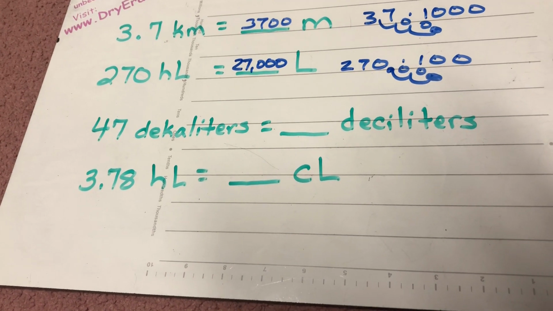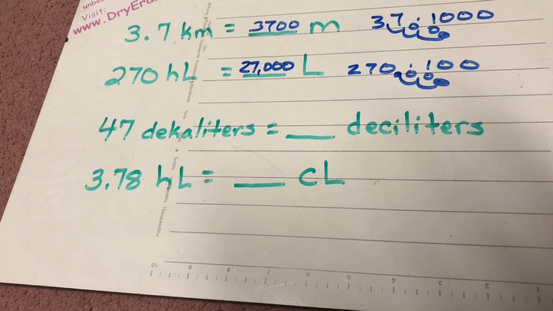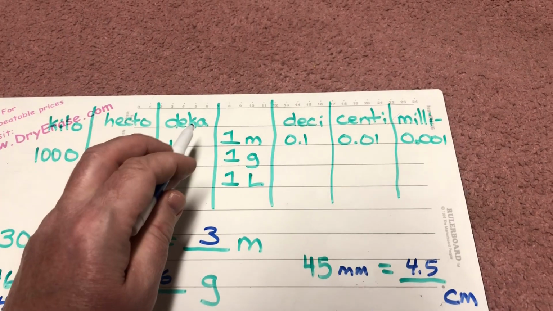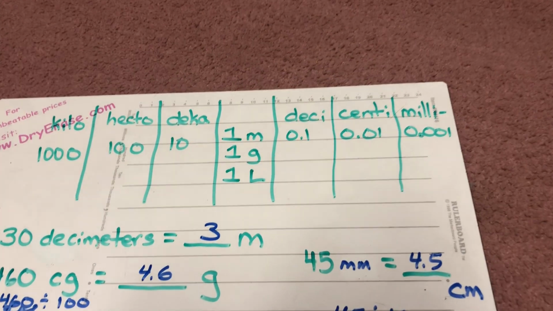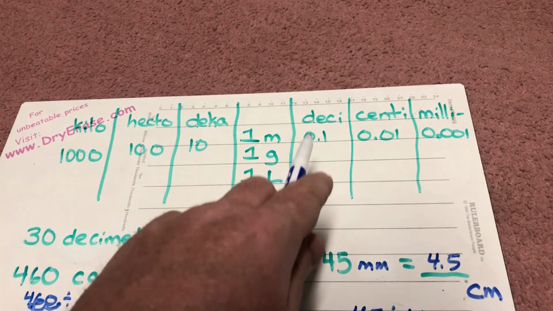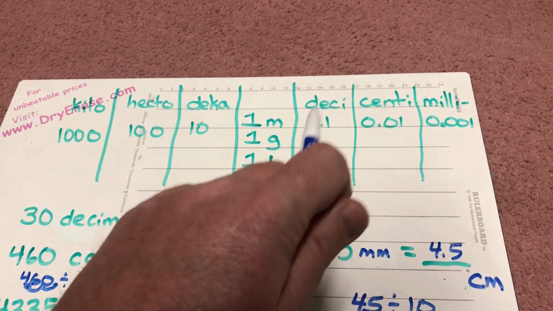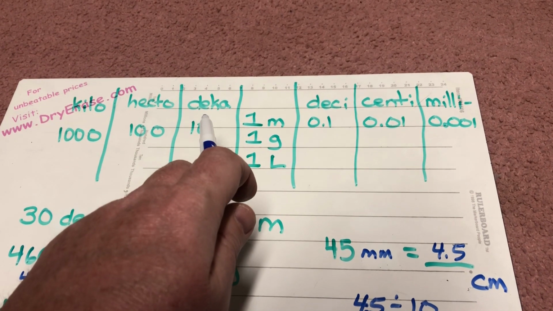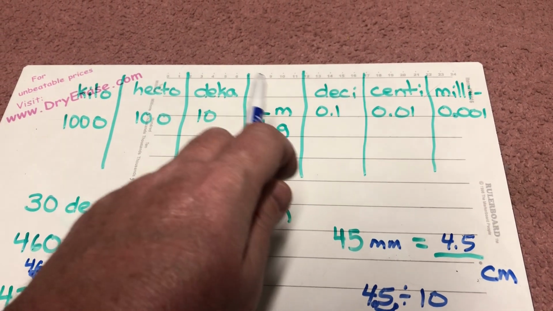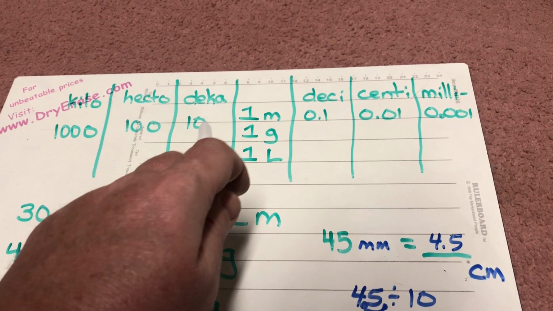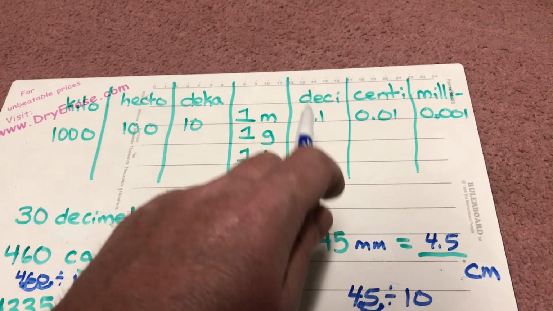47 decaliters equals blank deciliters. Well, here we go. So here's decaliters, here's deciliters. So once again, we're going from here to here. So the measurement is getting smaller, which means the number is getting bigger, which means I'm going to need to multiply. Well, multiply by what? Well, one place times 10, times 10 more is 100. So I'm going to be multiplying the number of decaliters by 100 to see how many deciliters there are.